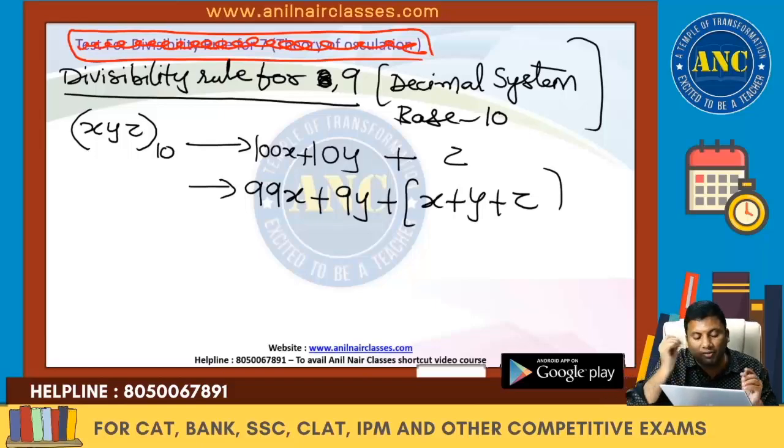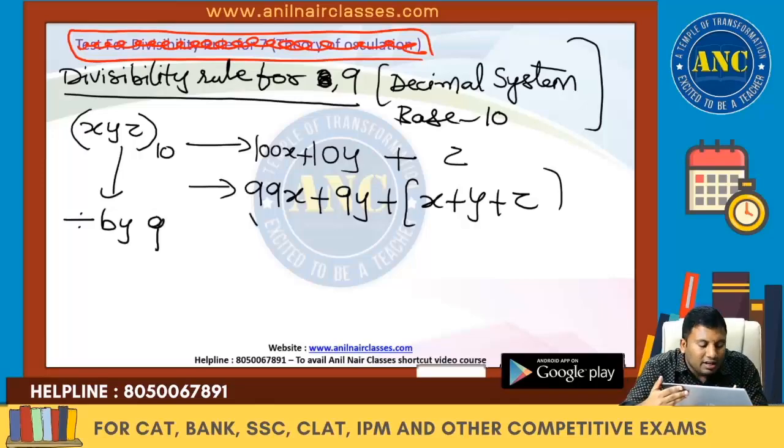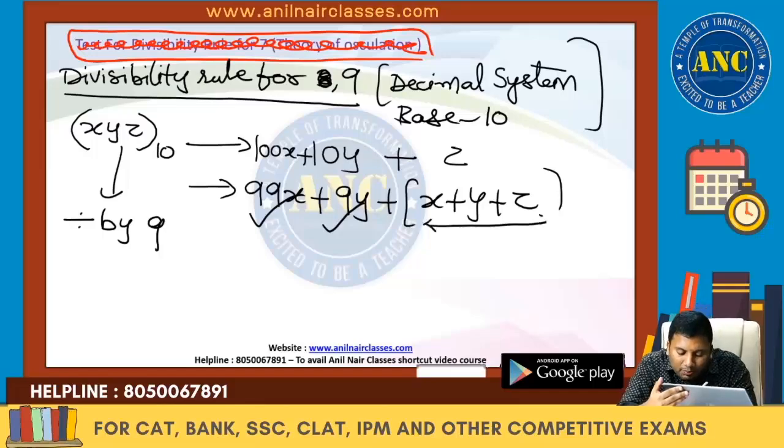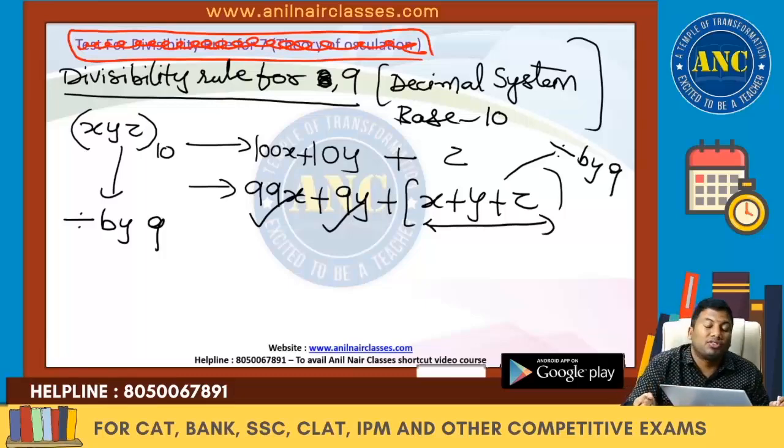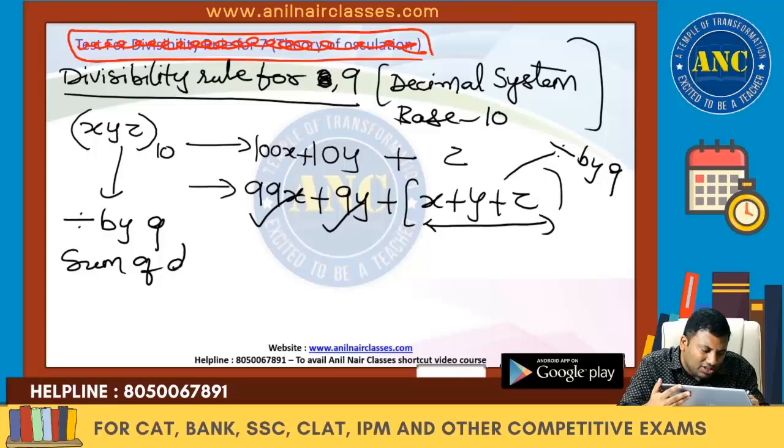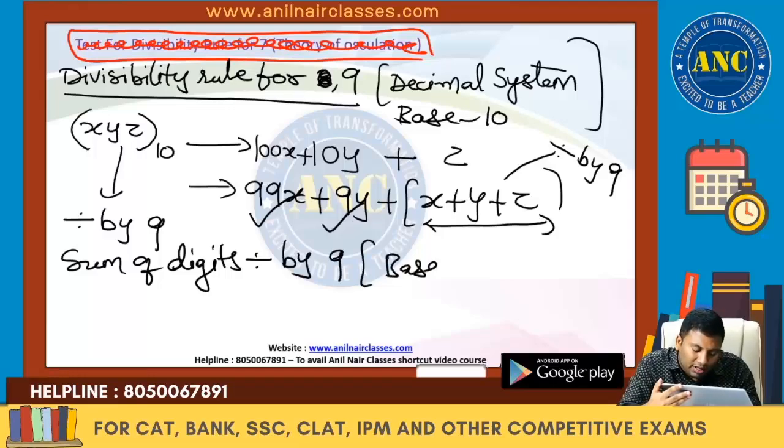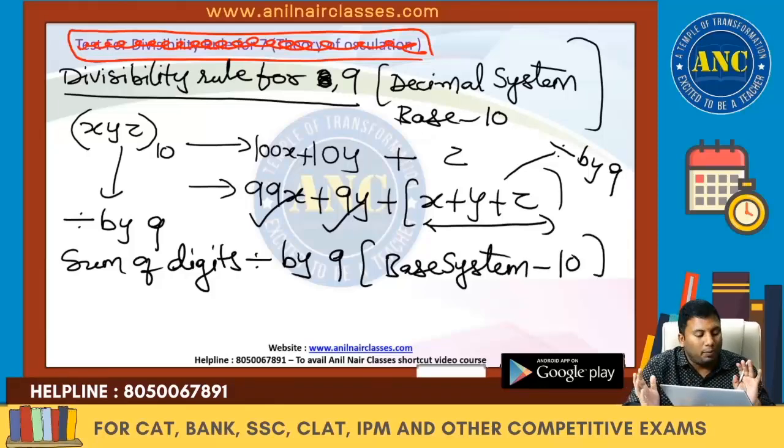Now if you observe carefully, if XYZ base 10 is divisible by 9, 99x is divisible by 9, 9y is divisible by 9, so x plus y plus z should be divisible by 9. x plus y plus z is nothing but the sum of the digits. The sum of the digits should be divisible by 9. Are you all with me? Extremely mesmerizing concept, sir. The sum of the digits should be divisible by 9 in base system 10. I hope it is clear.